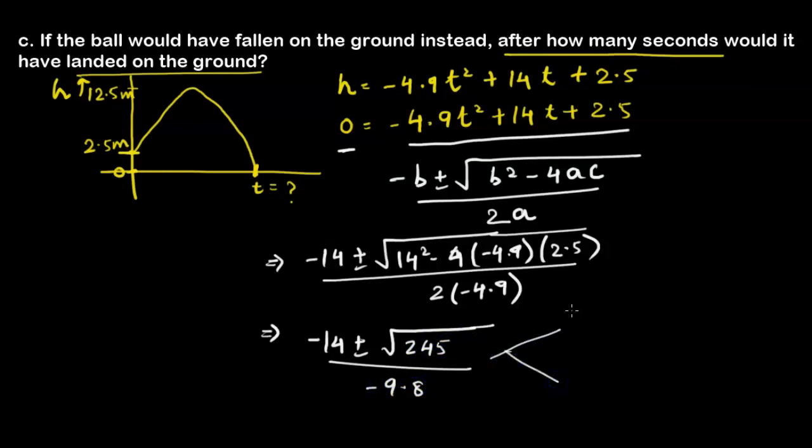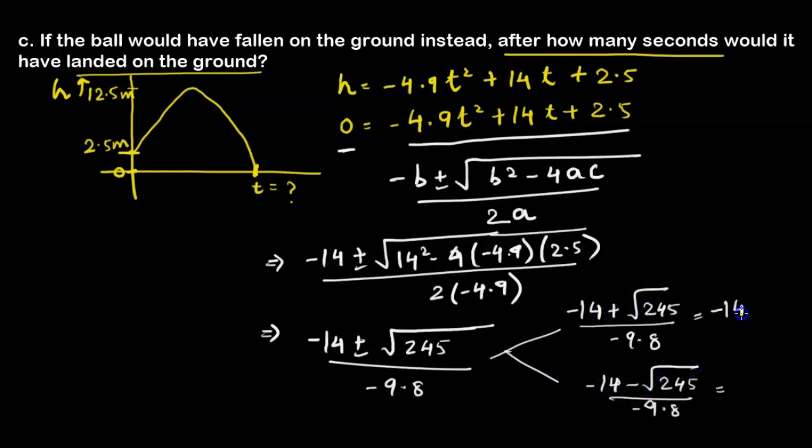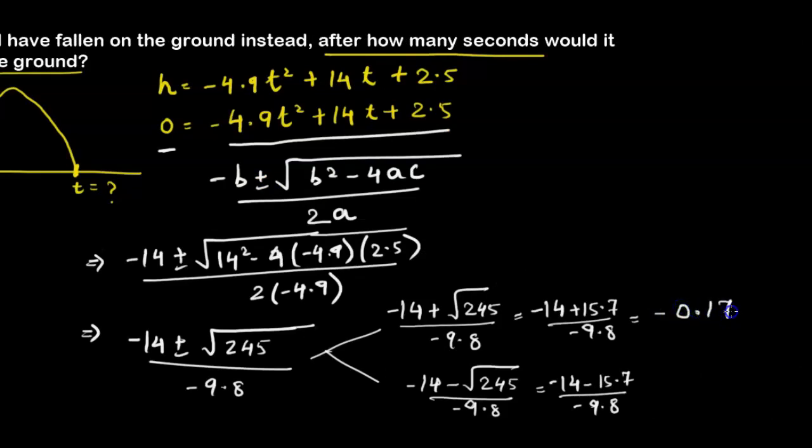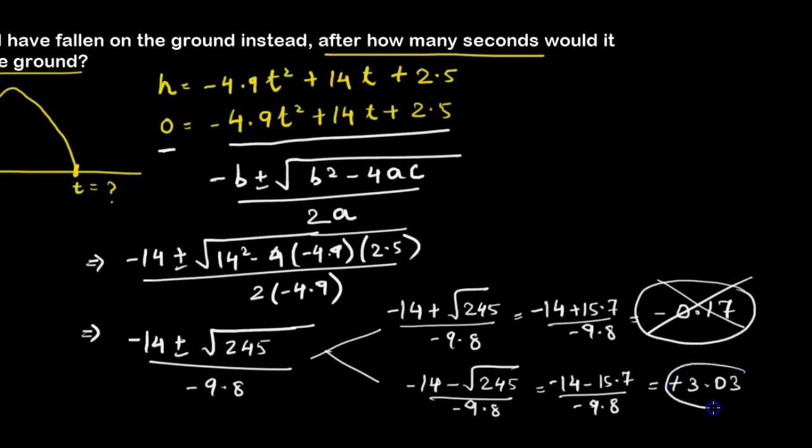This gives us two answers. One is with a plus operation and one is with a minus operation. This would give us negative 14 plus 15.7 divided by negative 9.8, and negative 14 minus 15.7 divided by negative 9.8. Here we get a negative 0.17. And here we get a positive 3.03. Again, because we are looking for time and time cannot be negative, we rule this option out. So 3.03 is the time that the ball would take to fall to the ground.